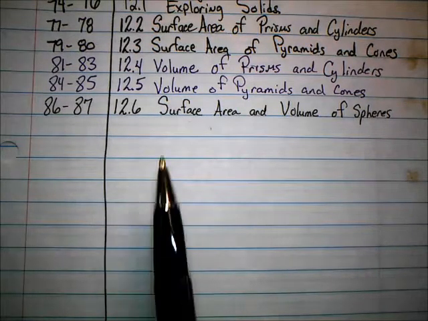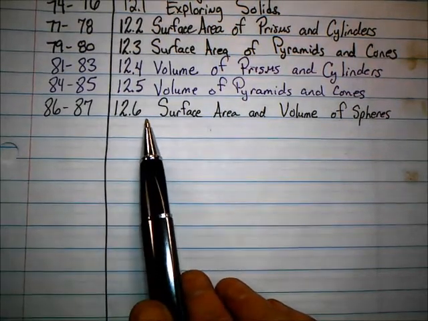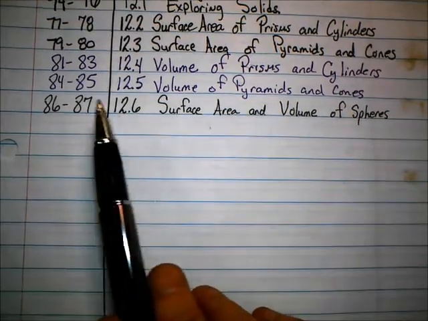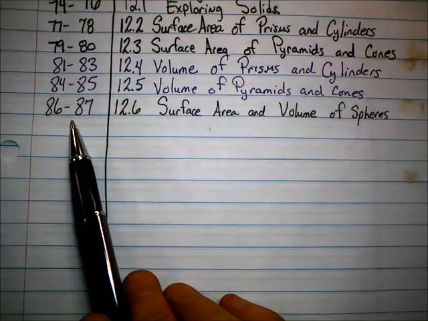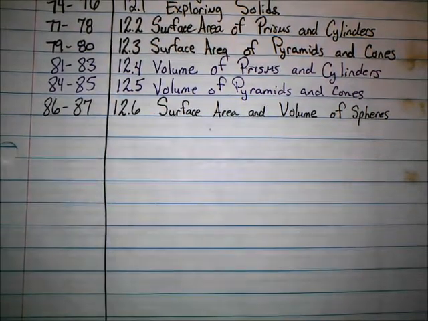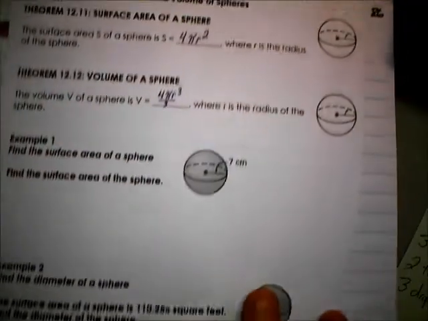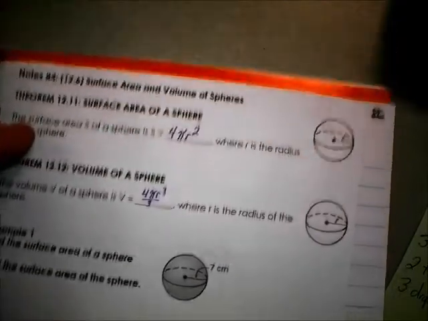Okay, this is notes 12.6, surface area and volume of spheres. It's going to be page 86 and 87. Put that in your spiral. Okay. Surface area and volume of spheres.